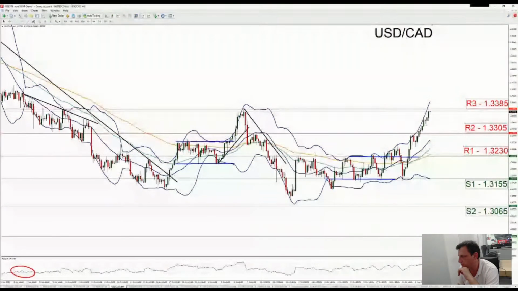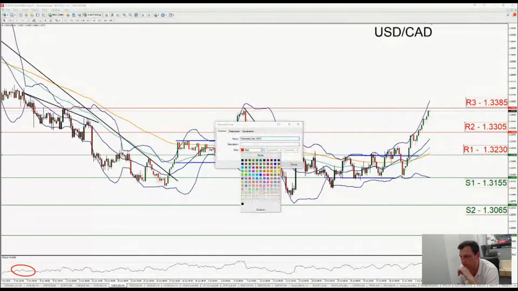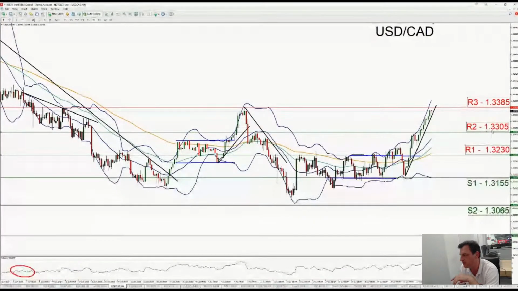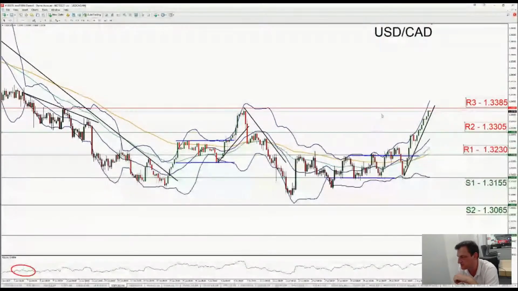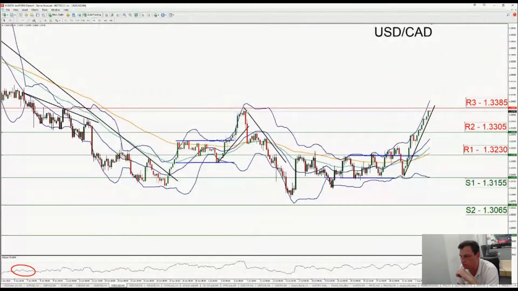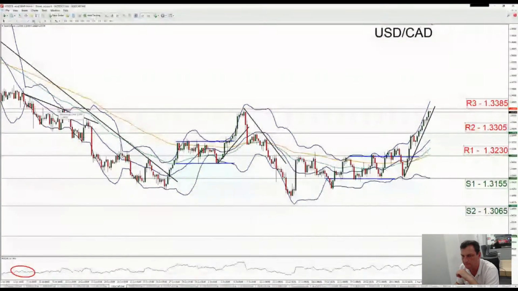as well as the 1.3305. There's a nice clear-cut upward trend line, very, very intense. And actually being so intense, it's, in my opinion, a little bit risky. It's currently aiming for the 1.3385 resistance line level, which was tested here and here.